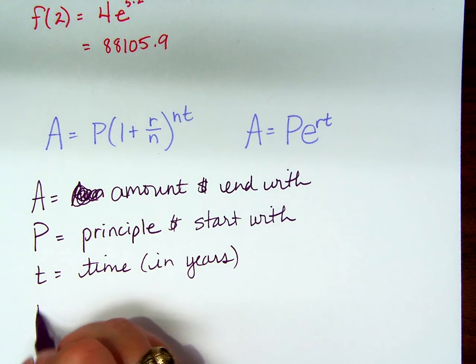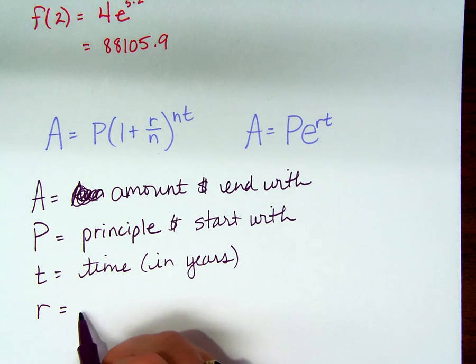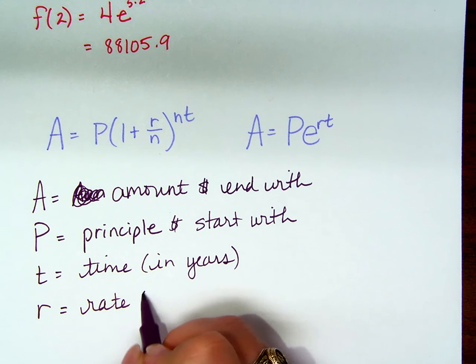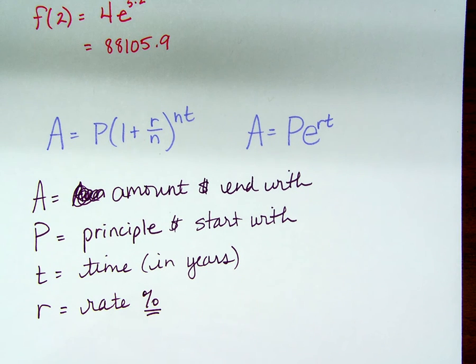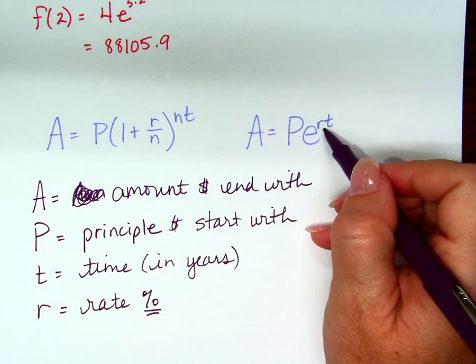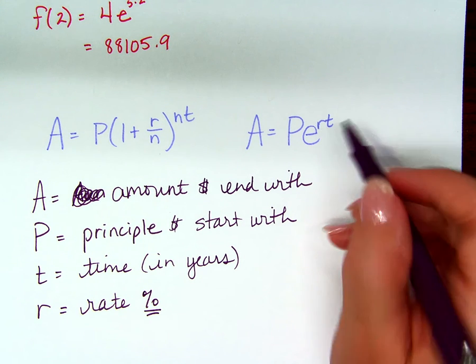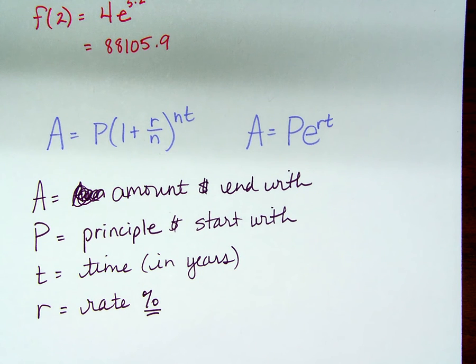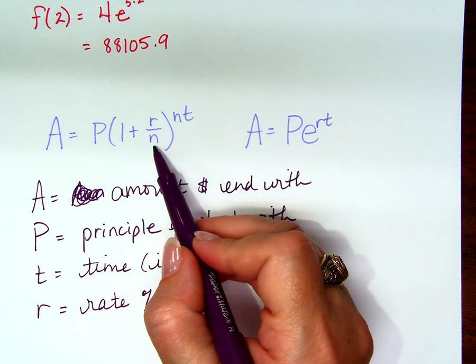I also forgot about R. R is the same in both formulas, and it's the rate. And it's given to you in a percent, so you have to make sure to fix that before you put it in the formula. Okay? If it tells you 6%, you can't just put in a 6 right there. You have to convert that to a decimal, which would be 0.06, right? Okay? So the only thing that's different really is the n here.